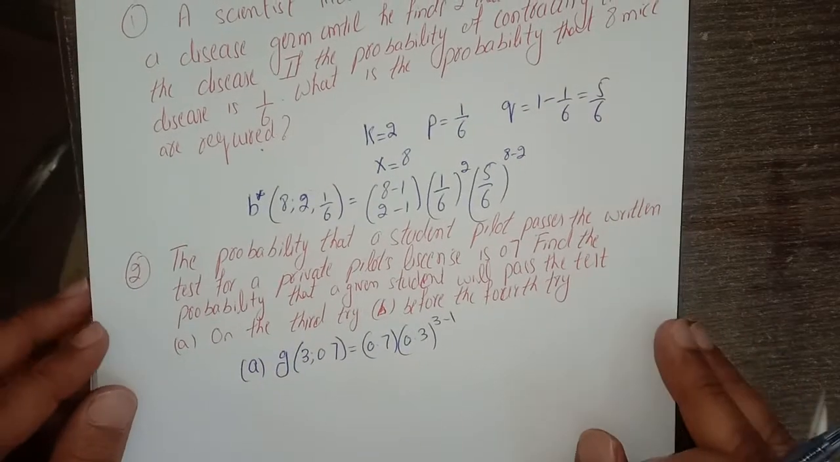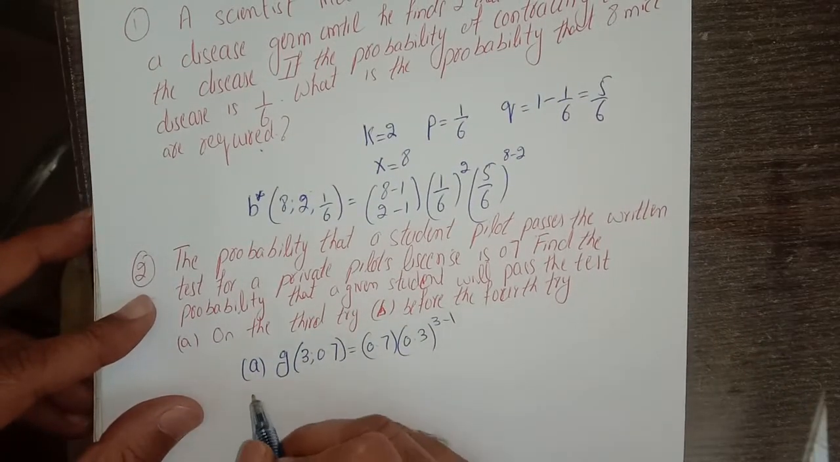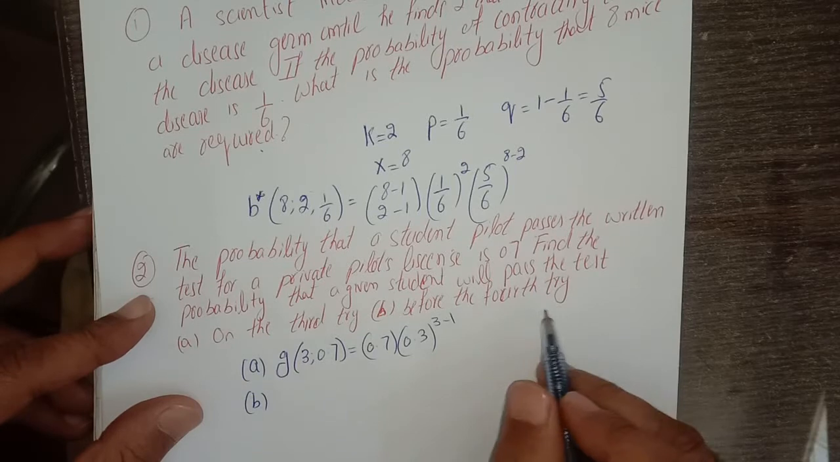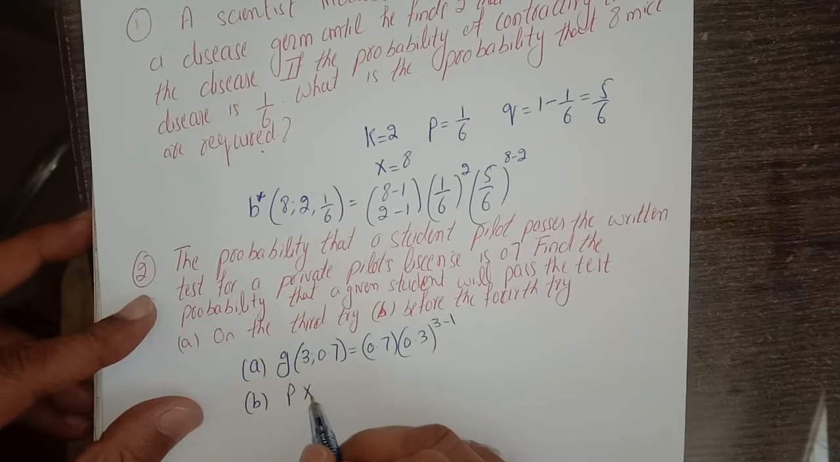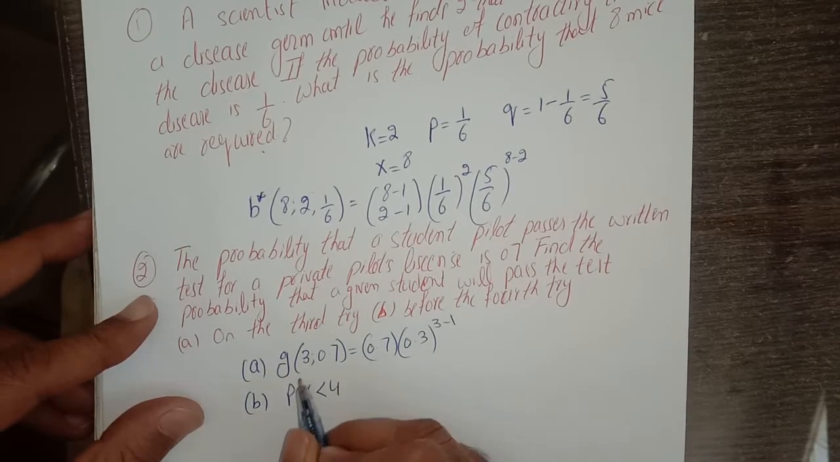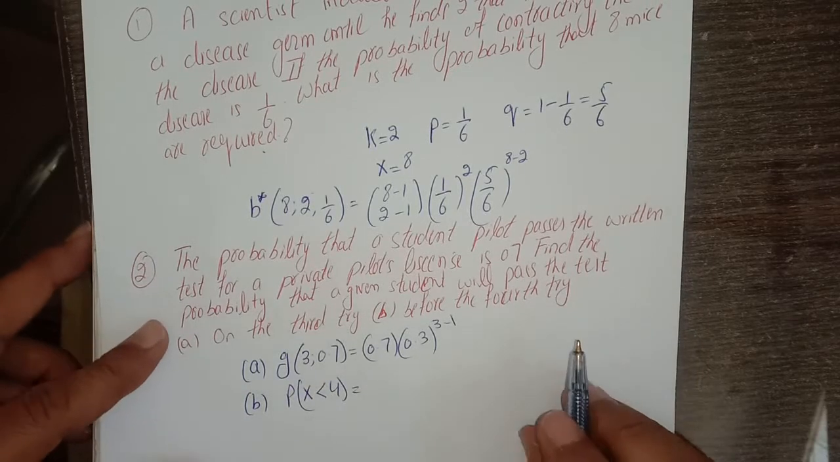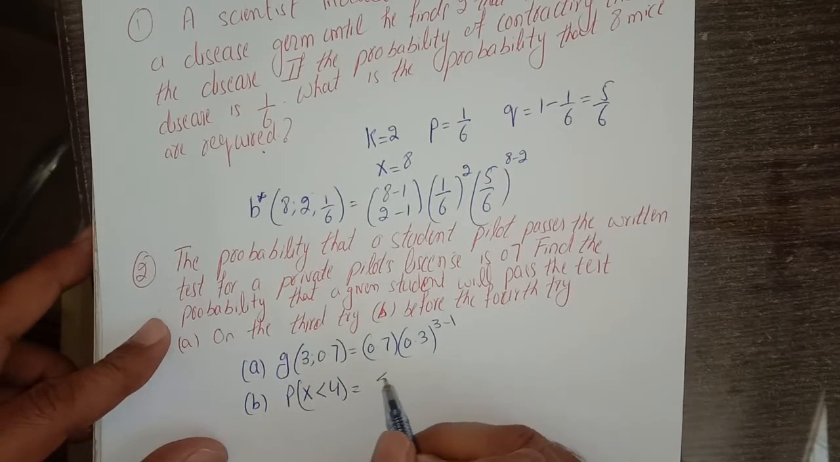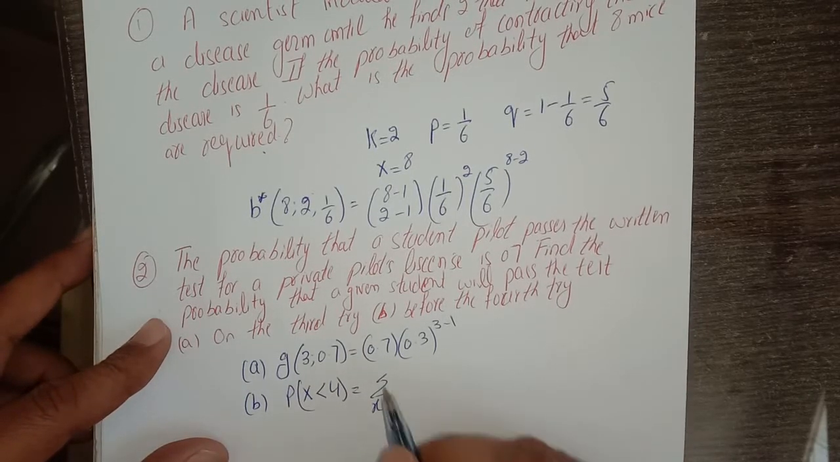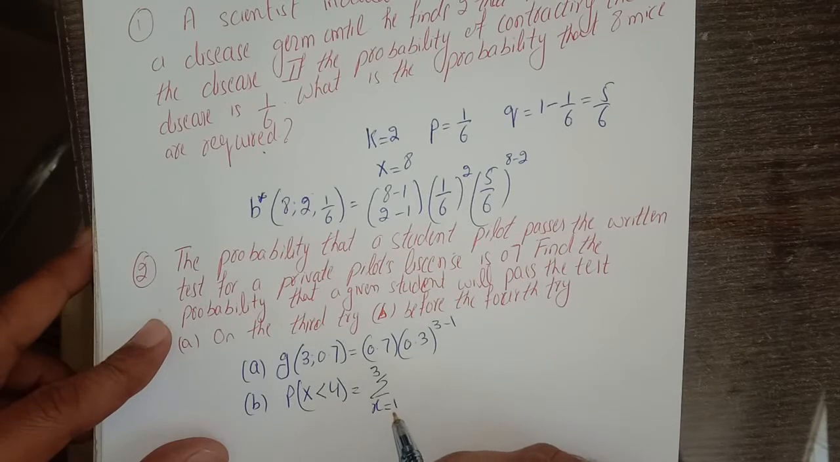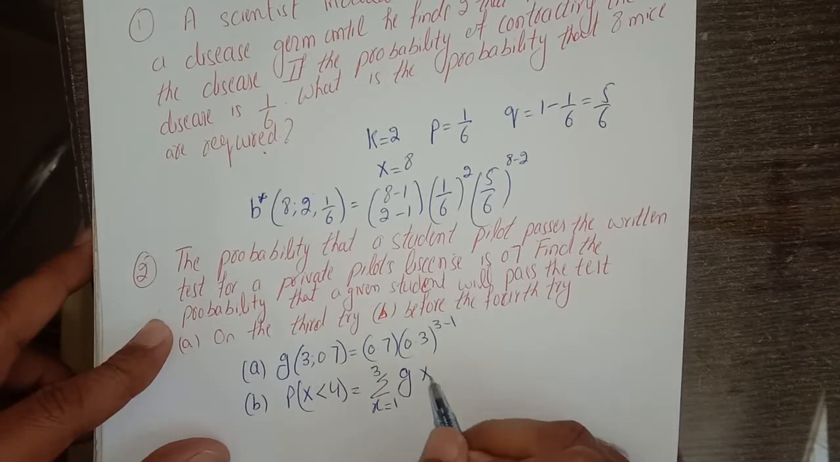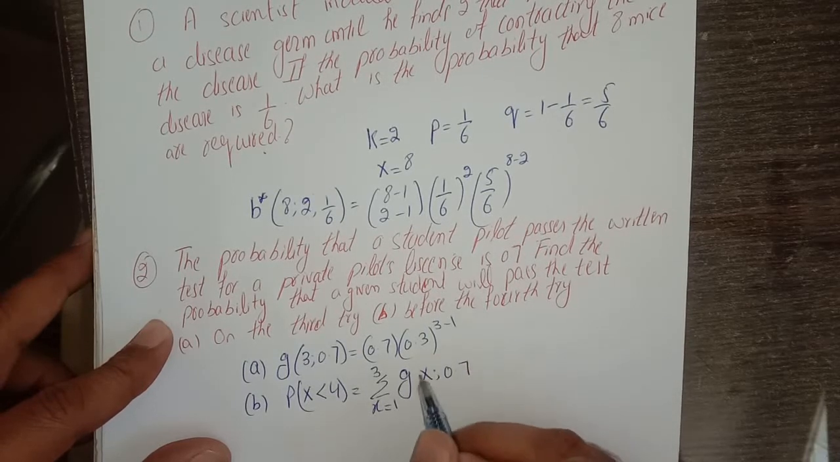Now for the second part, you are interested in the probability of x less than 4, so it should be the summation for x from 1 to 3. It cannot be 0 to 3 because 0 is not a try, right? It should be 1, 2 and 3 tries, g of x and 0.7.